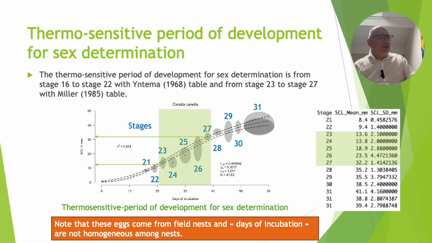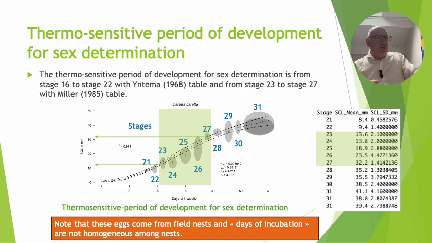We have seen also in a previous video that there is a special time during development where the sex determination is sensitive to temperature. This is the thermosensitive period of development for sex determination. The abbreviation is usually TSP, and it goes from stage 16 to 22 with the Yntema table, and from stage 23 to stage 27 with the Miller table.